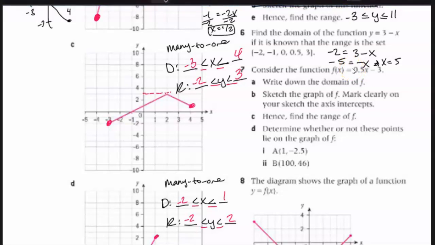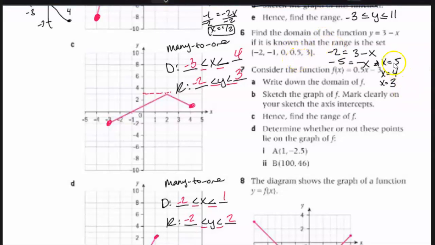So 5 is going to be one of your values. If you do negative 1, you'll have negative 1 equals 3 minus x. You'll subtract 3 from both sides, which will give you negative 4, which will give you positive 4. If you plug in 0, 0 equals 3 minus x. Subtract 3 from both sides, you'll get negative 3, which will give you positive 3.